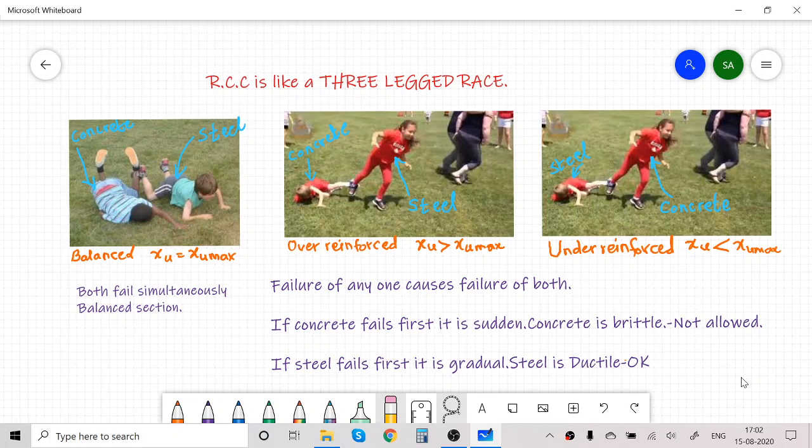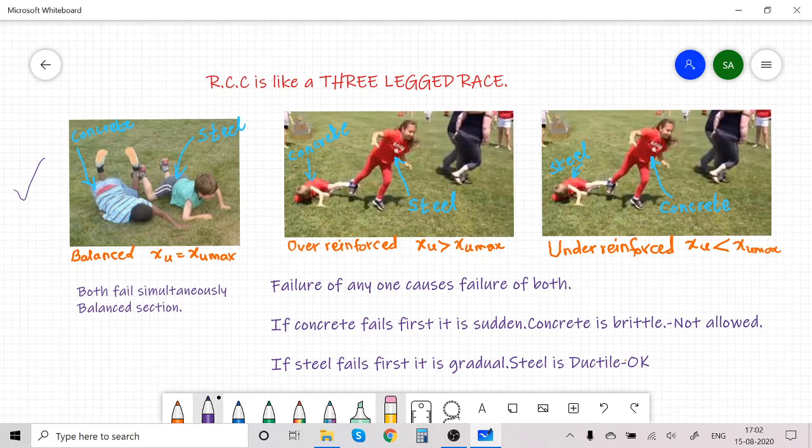RCC is like a three-legged race. In the first photograph, you can see the two boys fail simultaneously. We will call one as concrete, the other is steel. They both fail simultaneously. In our language, we call this a balanced section. Here, XU, that is the depth of neutral axis, is XU max.